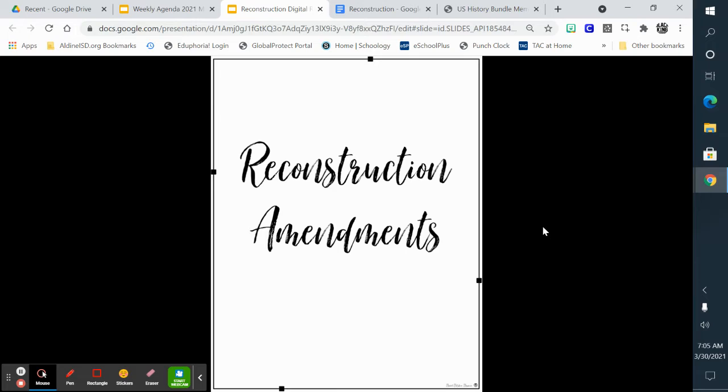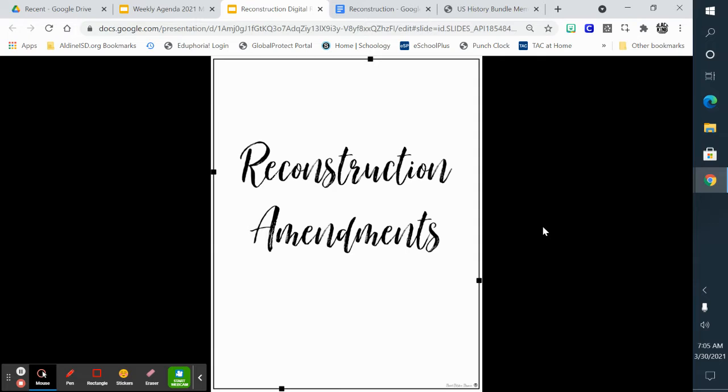So, today we're going to be looking at the Reconstruction Amendments. In your digital resource that we were working on yesterday, you should be at the Reconstruction Amendments. Yesterday, we talked about the definition of Reconstruction and the problems and solutions that were dealt with during Reconstruction. And we looked at the assassination of Lincoln as well as what Reconstruction was. So let's take a look at some of the other information.